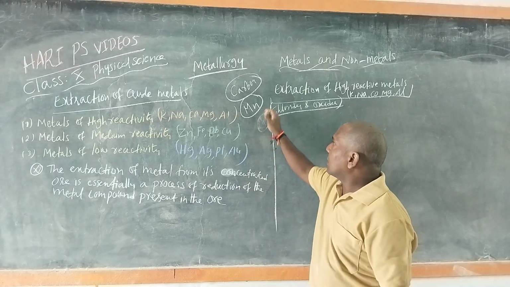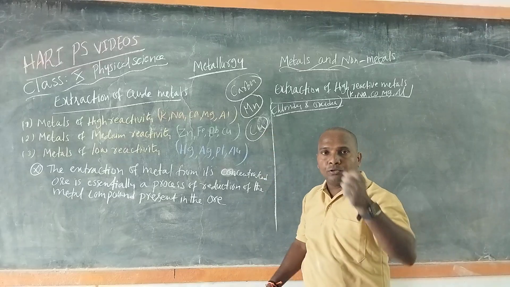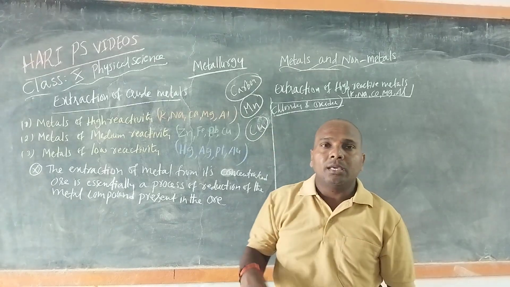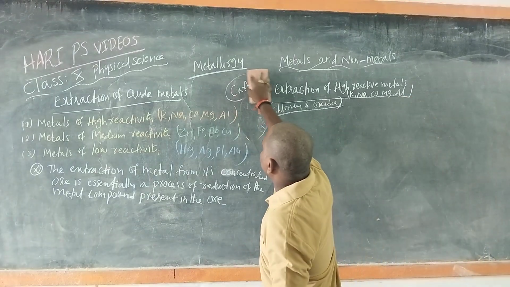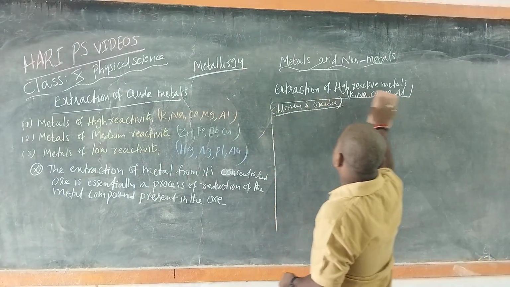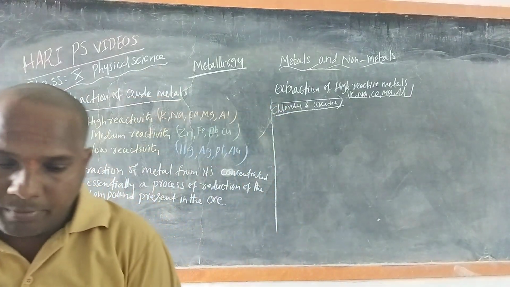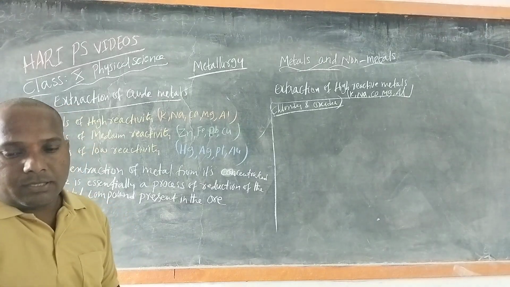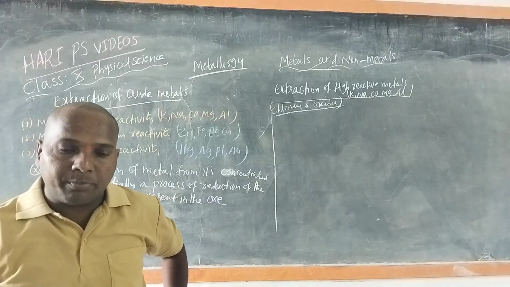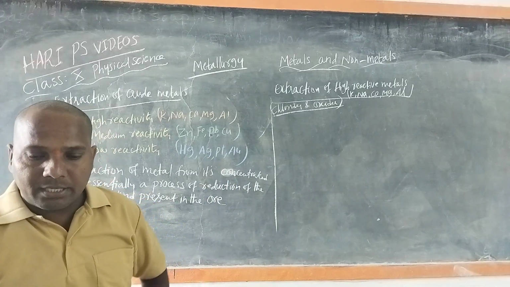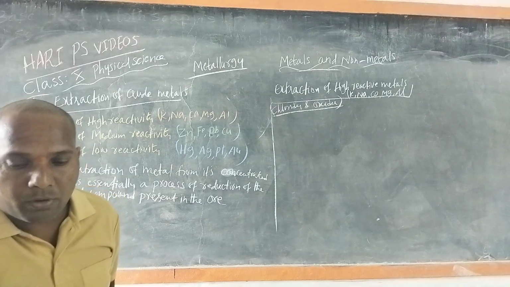But copper is a low to medium reactive element, so it is reduced by carbon as well, by heating in the air. So these are some points. Let's understand extraction of high reactive metals. High reactive metals such as potassium, sodium, calcium, magnesium, aluminum are placed high in the reactive series, in the upper part.